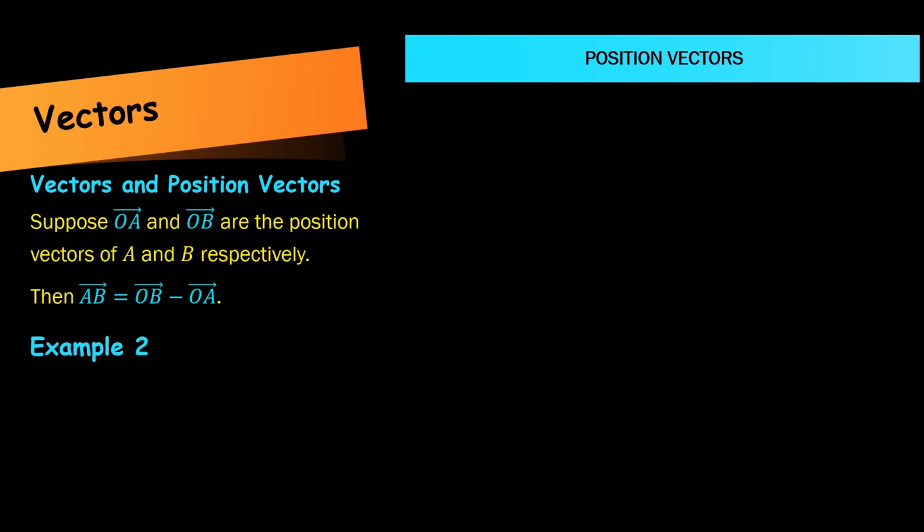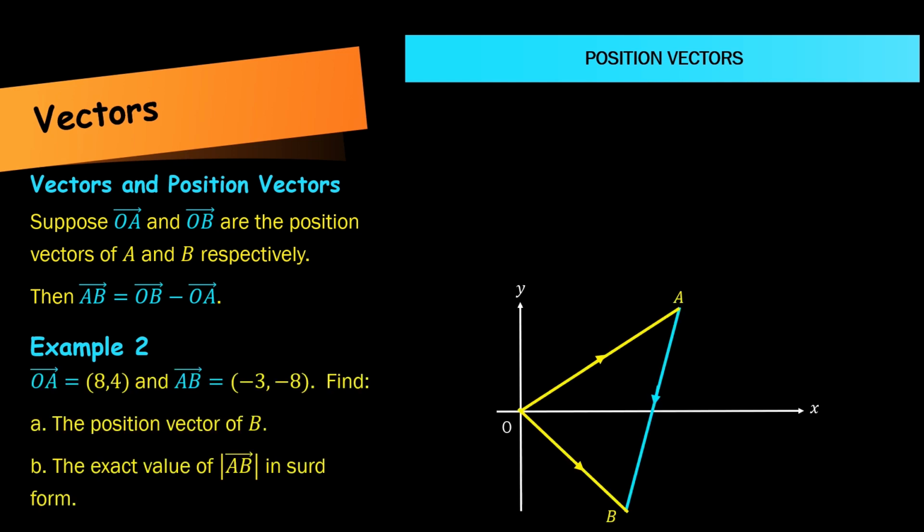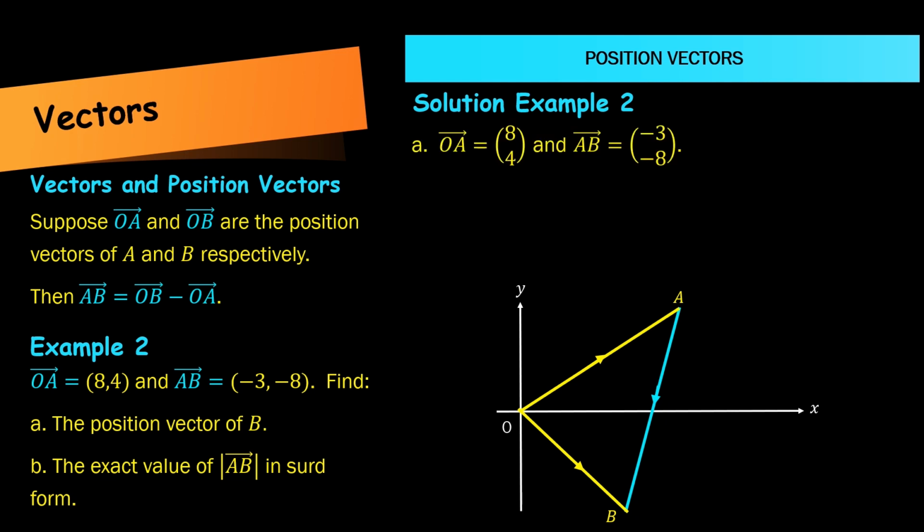And now for example 2. Pause the video and have a go. Press play when you're ready to view the solutions. So let's solve this. We attempt part A first. So OA equals (8, 4), and AB equals (-3, -8). In part A, we are required to find the position vector of B.